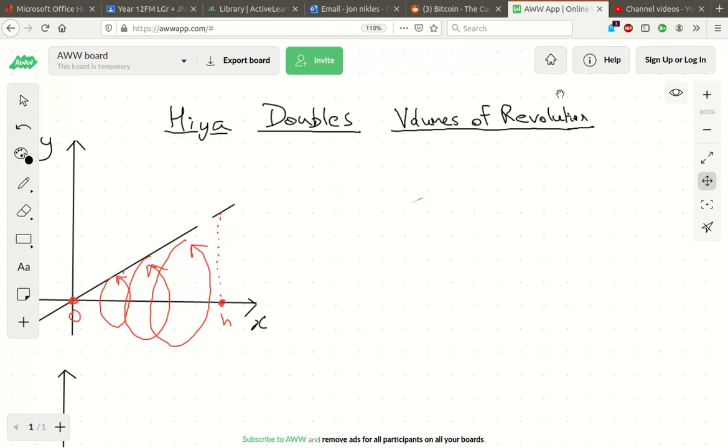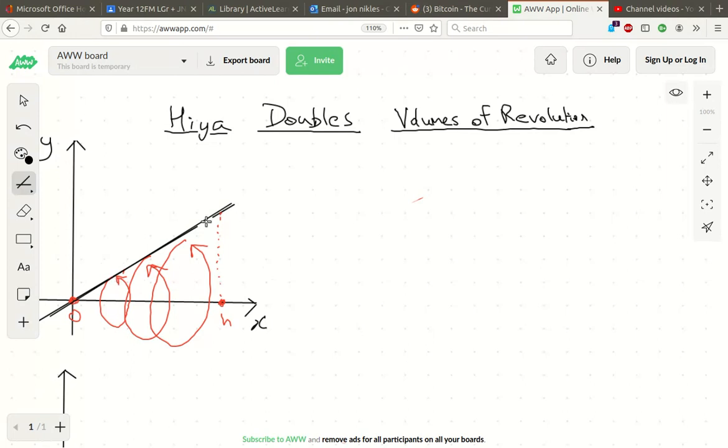Now, this topic, this entire chapter, is called Volumes of Revolution. And it's about what would happen if we took a function, and I've just drawn a function which looks like y equals kx here. It's a straight line function. What would happen if I revolved it around the x-axis?